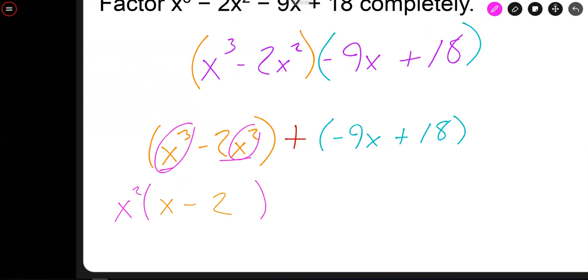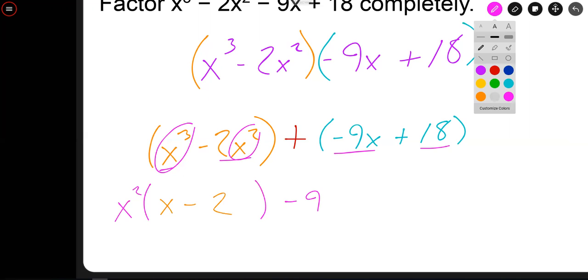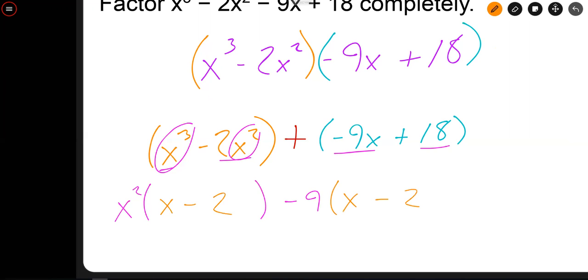So let's go over to the right side and see what I can factor out on these. I've got negative 9x and positive 18. Well, 9 and 18 are both multiples of 9. So I'm going to factor out a negative 9. If I factor out a negative 9, negative 9x divided by negative 9 gives me x. Positive 18 divided by negative 9 gives me negative 2.